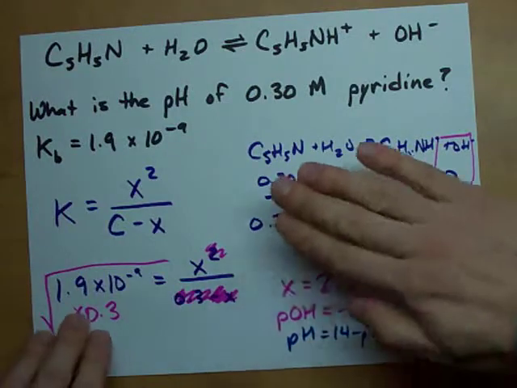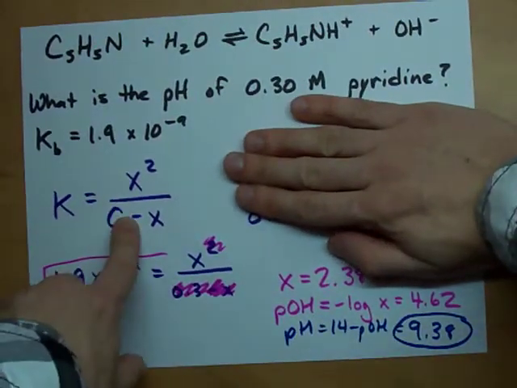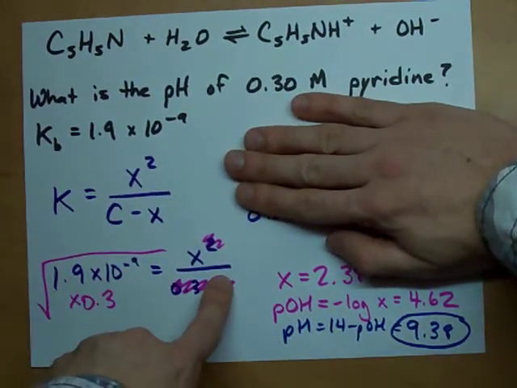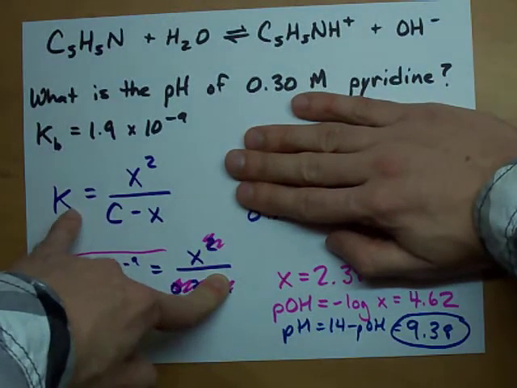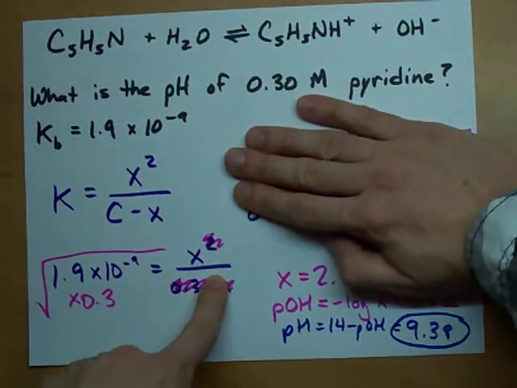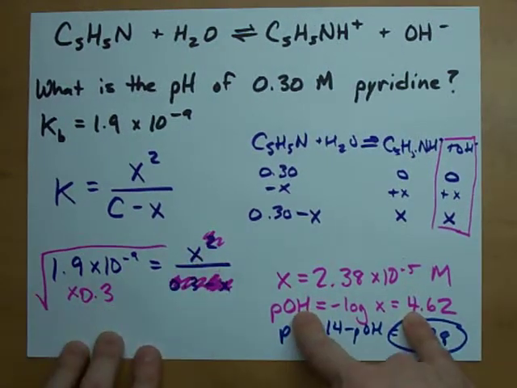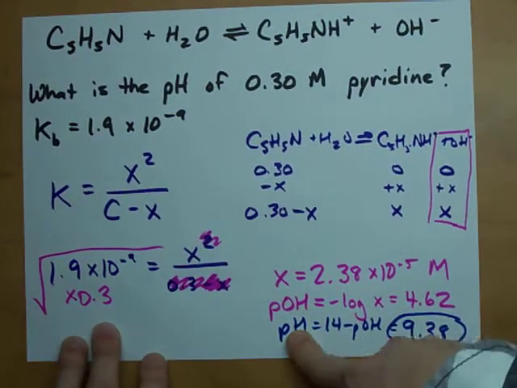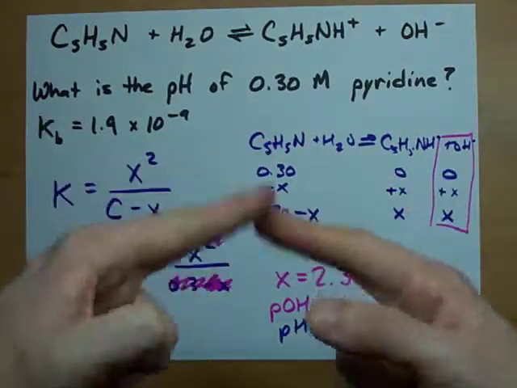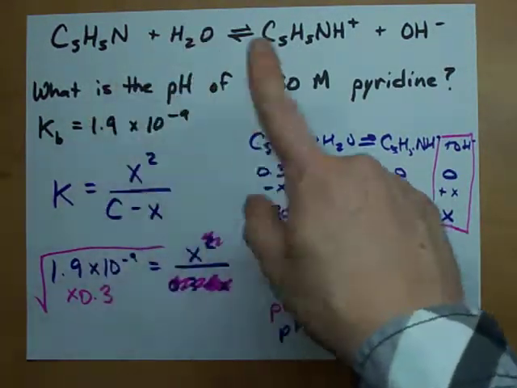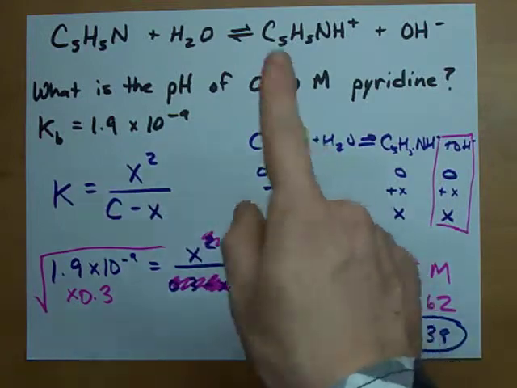Check it out. Hopefully it's quick. You don't need an ice table if you use this formula. You can assume that x is insignificant because the K is really small. Solve for your x, take the negative log to get your pOH, and then subtract that from 14 to get your actual pH. Hey, best of luck to you in your own calculating the pH of a base in water questions.